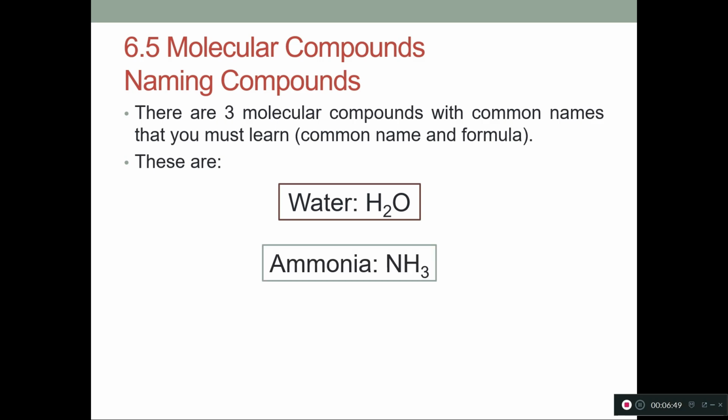The next one is ammonia. Again, the systematic name would be something like nitrogen trihydride, but you almost never see it written that way. Then methane, CH4. The systematic name would be carbon tetrahydride, but again, you never see it written that way. So you do want to memorize these ones as the common names.